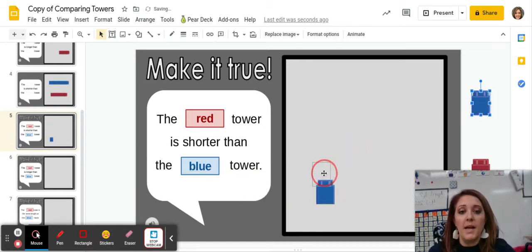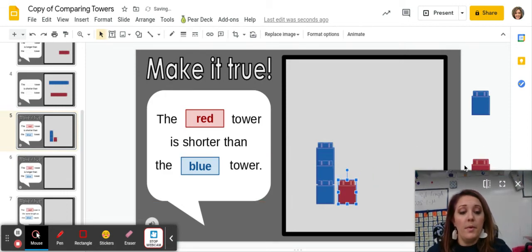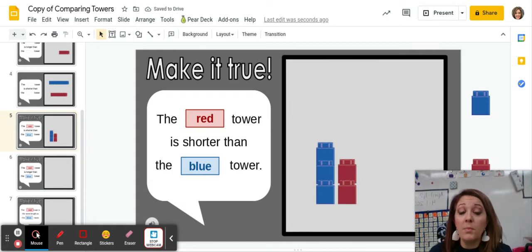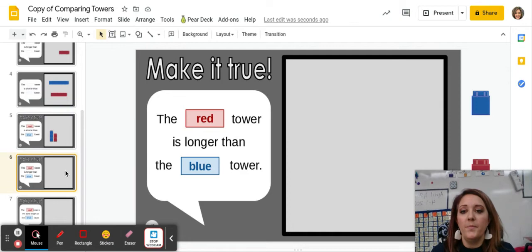So I'm going to stack up some of my cubes here. All right, so there's my blue tower. And now let me make my red tower. So remember, my sentence says my red tower is shorter than my blue tower. So there's my towers. Is my red tower shorter than my blue tower? Yes, it is. Let's try another one.